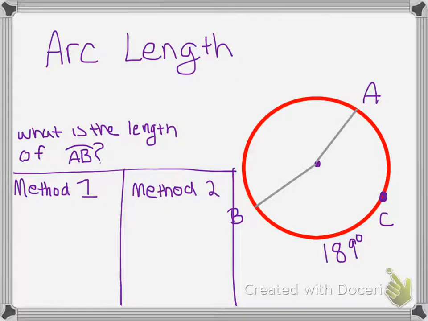The first method I'm going to use is the one that we were using in class, which is the part over the whole method. So here we've got, what is the length of arc AB? First you have to determine which arc we're looking for. It's this one. Make sure that you recognize it as the minor arc, not the major arc. The first thing we have to do is figure out the measure of this arc. That means the degree measure.